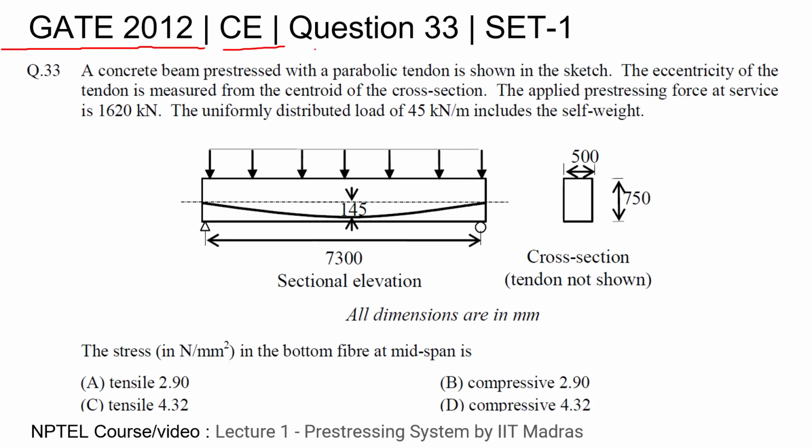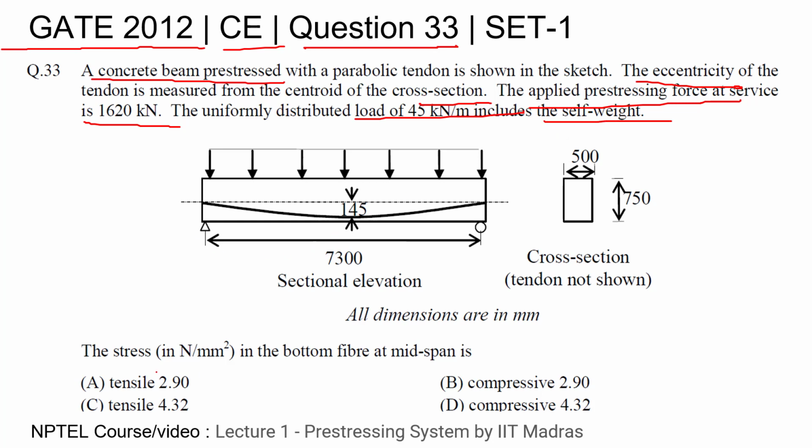2012 Civil Engineering question number 33. A concrete beam is prestressed with a parabolic tendon as shown in the sketch. The eccentricity of the tendon is measured from the centroid of the cross section. The applied prestressing force at service is 1620 kN. The uniformly distributed load of 45 kN per meter includes the self weight.